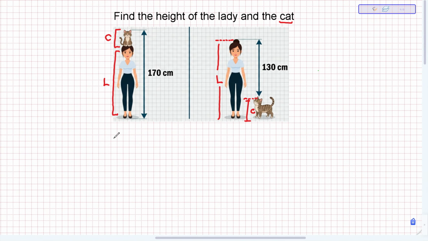Now for the first scenario, we simply add the height of the lady to the height of the cat, and this must give us 170 centimeters. So we can call this equation number 1. For the second scenario, we can subtract the height of the cat from the height of the lady, and this must give us 130 centimeters.